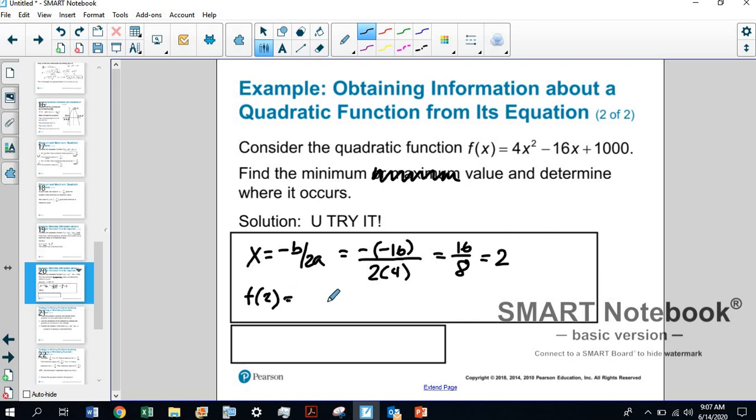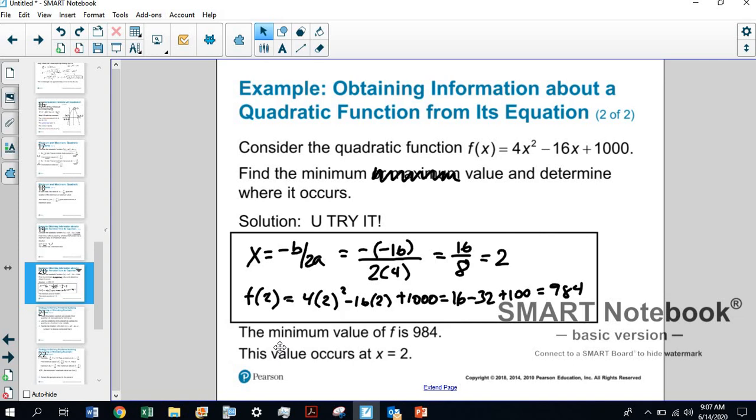F of 2 is equal to 4 times 2 squared minus 16 times 2 plus 1,000. And 4 times 2 squared is 4 times 4, that's 16, minus 32 plus 1,000. That's 984. All right, so the minimum value of your function is 984. This value occurs when x equals 2. So x equals 2 is the x value and 984 is the y value.